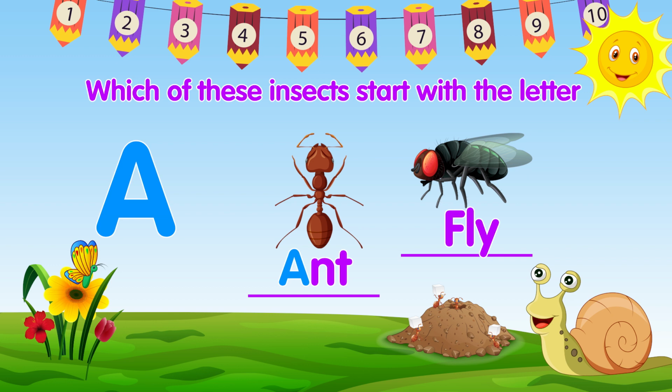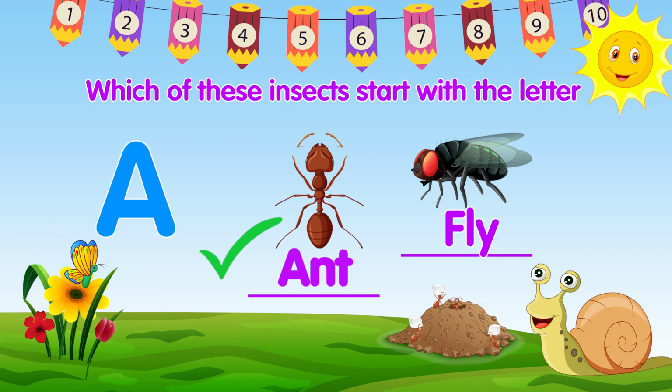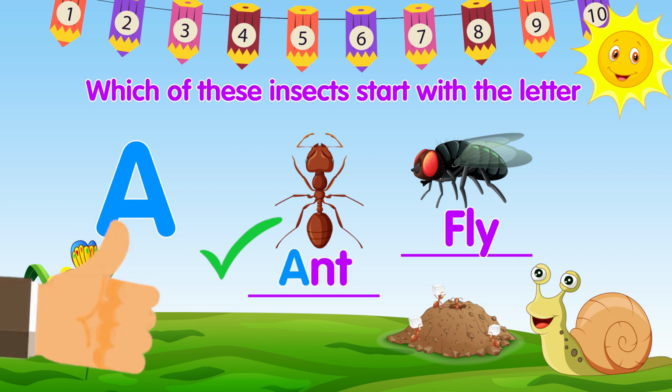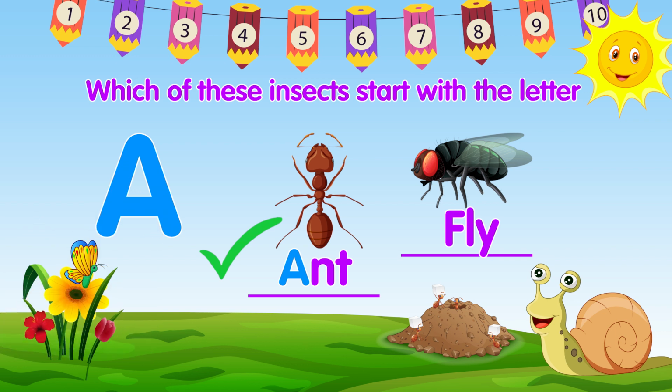Do you remember the sound? Which one of these start with the letter A? Wonderful. You are so correct. It's not the fly. The correct one is ant. Ant starts with the letter A. For Antoinette. Does your name start with the letter A? If your name starts with the letter A like mine and ant, then you are correct. Or if you even have a letter A in your name, it's great to have an A in your name, but we want something that starts with the letter A, ant.